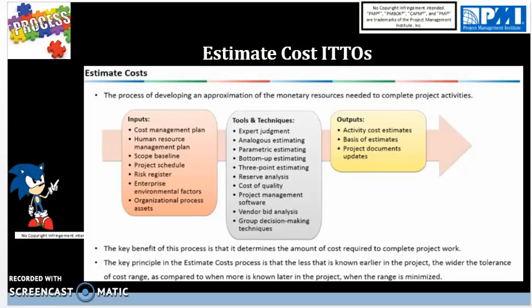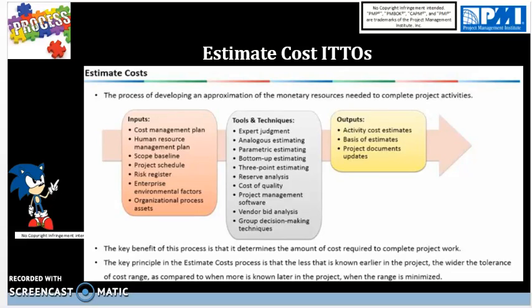Outputs, we have activity cost estimates, where we have basis of estimates, and that is what we are using as a baseline or reference for estimating costs. And then we have project document updates as outputs. So the basis of estimates consists of documentation of how the estimate was developed, documentation of all assumptions made, documentation of any known constraints, an indication of the range of possible estimates to indicate that the item is expected to cost between a range of values, and it also indicates the confidence level of the final estimate. So those are all the pieces for outputs.